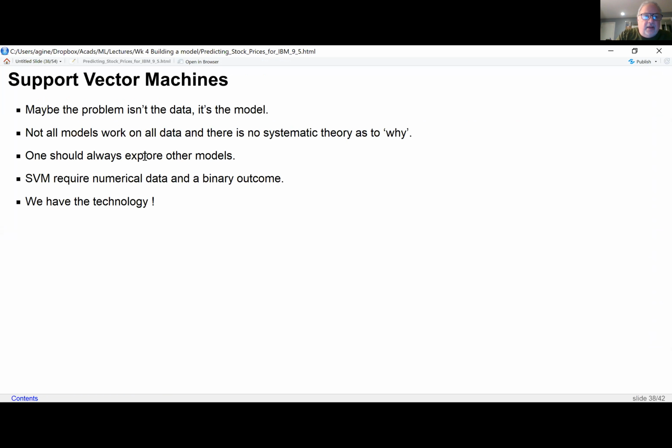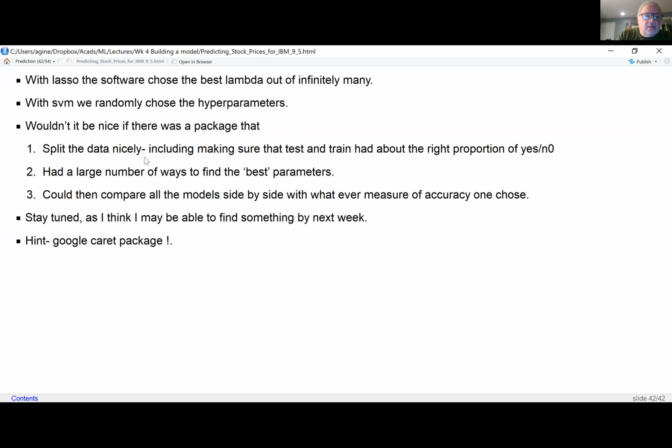Okay, I want to skip ahead. My last slide says that with Lasso, the software chooses the best lambda. With support vector machines, we'll see that there are hyperparameters that it doesn't. Wouldn't it be nice if there was a package that split the data nicely, had a large number of ways to find the best parameters, compared the models side by side with whatever measure of accuracy one chose, and took care of all the scaling too. I'm going to talk about that next week. In Python it is scikit-learn, and StandardScaler will do that.